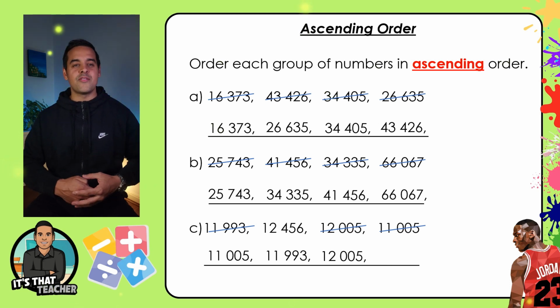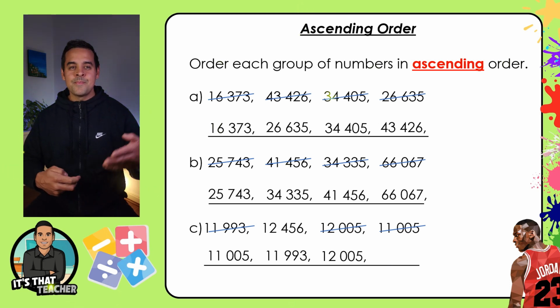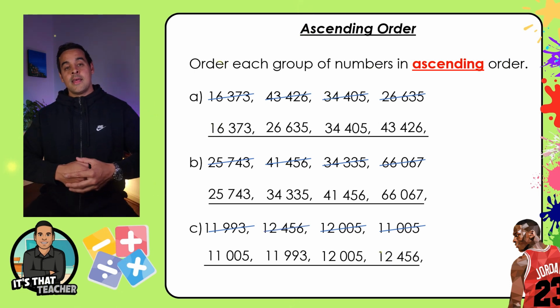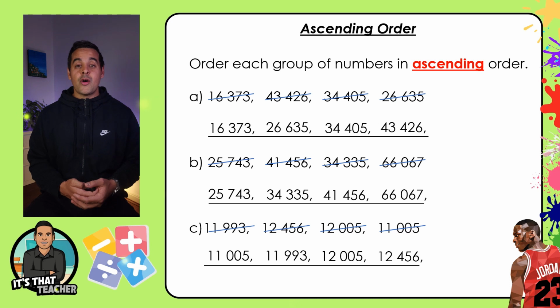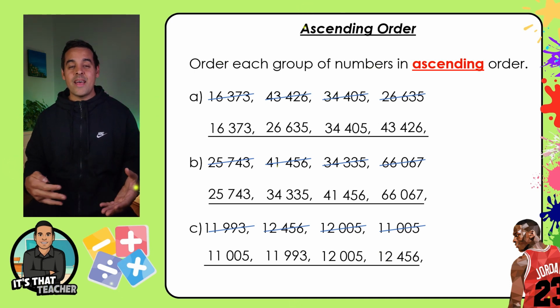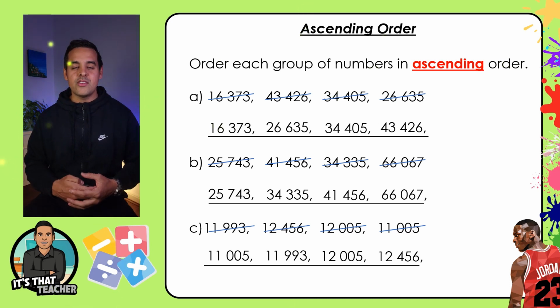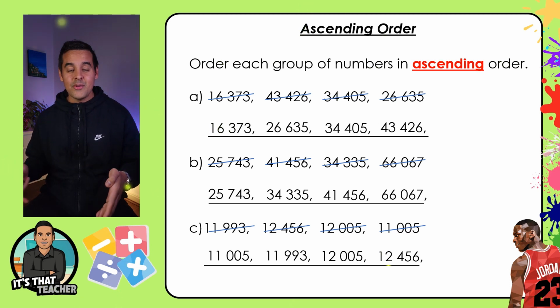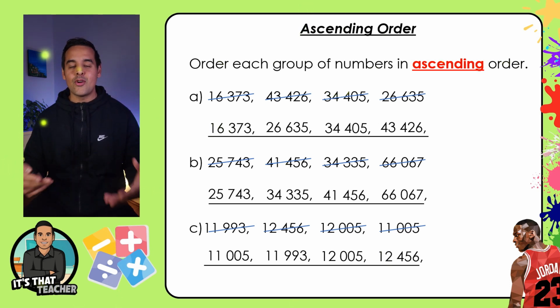Cross it off, put it below. And finally, 12,456 is the only possible answer. So we put it below. So students, that is the best way to solve those type of questions. Cross it off, put it below. And if you follow the place values, it's very hard to get these incorrect.